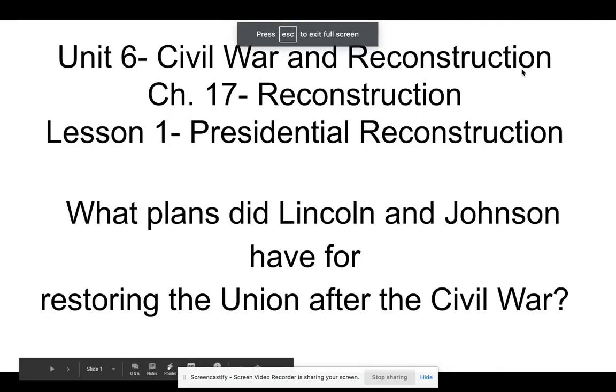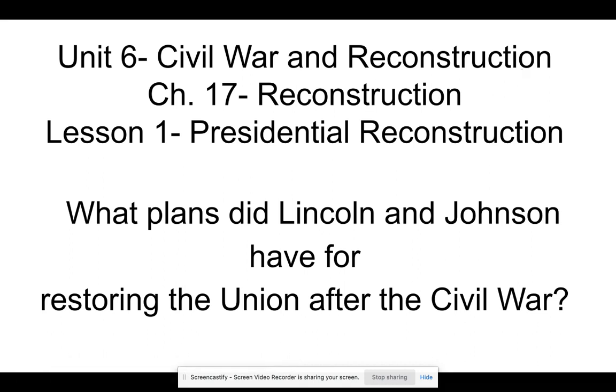Unit 6, Civil War and Reconstruction, Chapter 17, Reconstruction, Lesson 1, Presidential Reconstruction. What plans did Lincoln and Johnson have for restoring the Union after the Civil War?